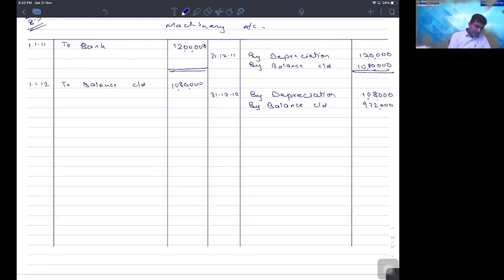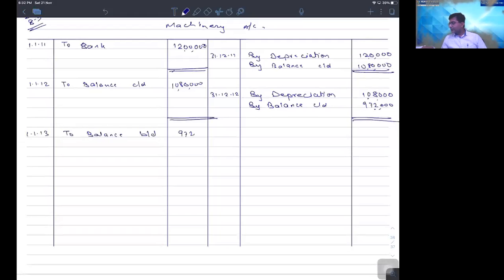Next one, on 1st of Jan 2013, to balance brought down comes to 9,72,000, and they have sold the asset on 1st of July 2013. Whether you follow financial year or calendar year, you write the note and you get the marks. So for 1st July 2013, I'm first going to charge the depreciation with reference to that asset, and only then can I calculate the profit or loss on sale of that asset.